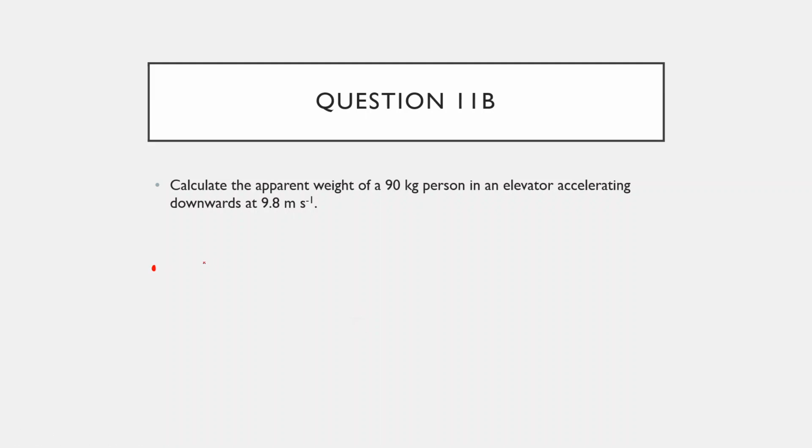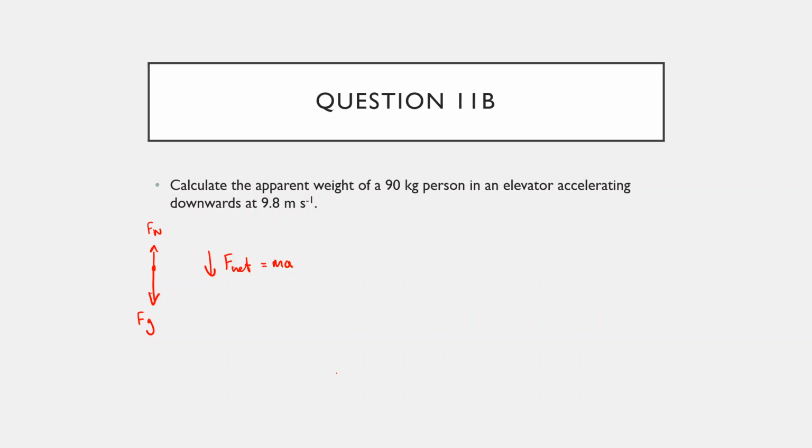So you've got the net force pointing downwards because this person is accelerating downwards at 9.8, and that's equal to ma. What are the forces acting on the person? Well, you've definitely got gravity. And let's say there is a normal force, let's just say there is, pointing upwards.